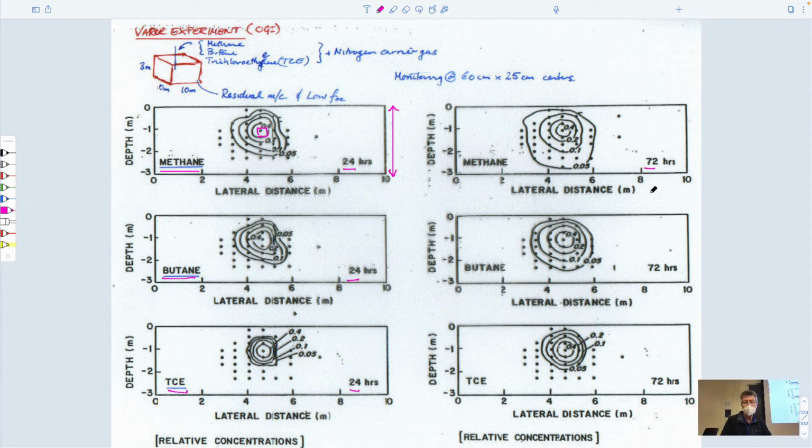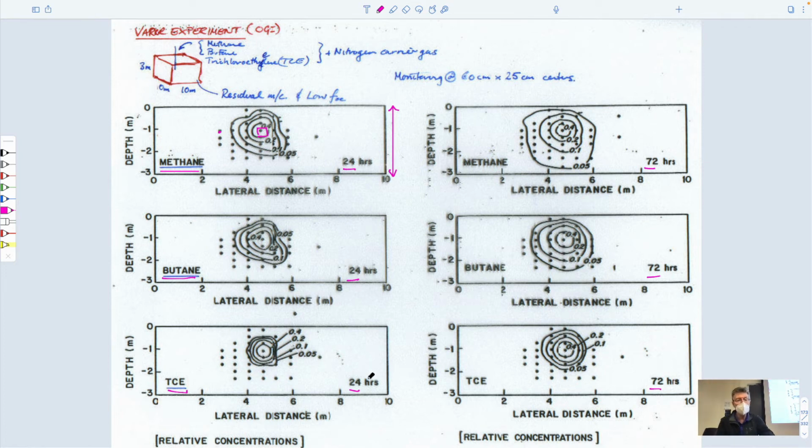And then looking at how far it has traveled after a day on the left-hand side, or after 3 days on the right-hand side. And you do it by using these little ports, which are just sampling capillary tubes, which you can suck gas out of to be able to see what the concentration is. And if you do that for all these ports at 24 hours, you can have a contour plot of the distribution of these different compounds. And so clearly methane and butane have diffused quite far, and TCE has traveled less far.